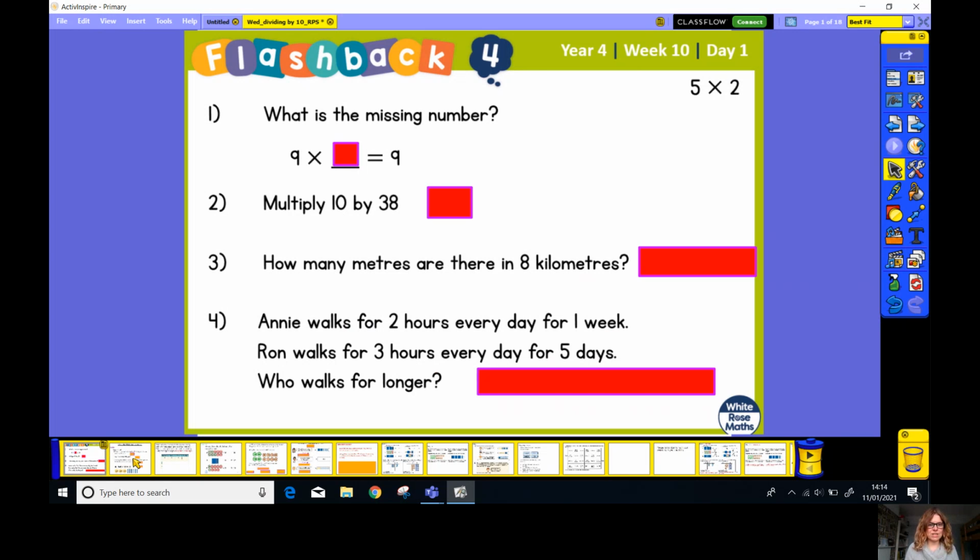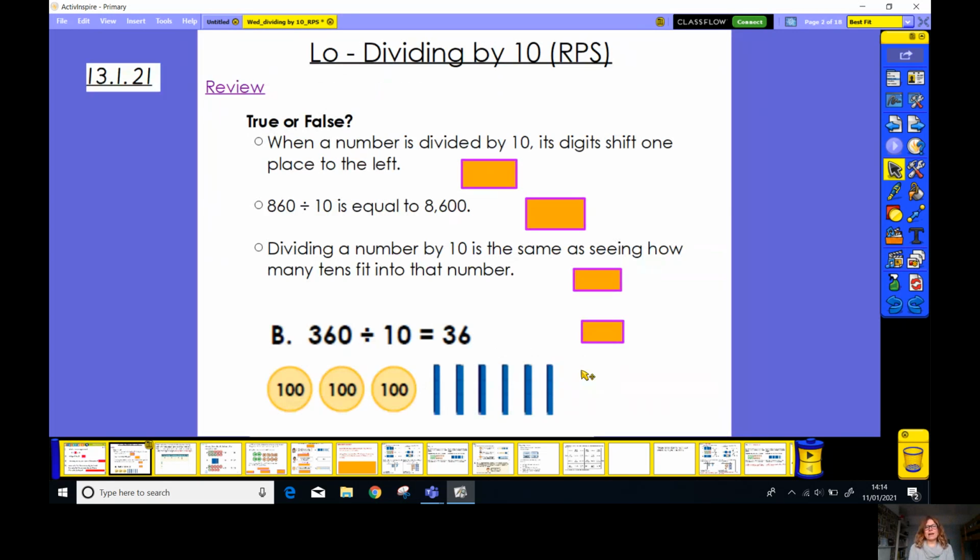Okay, let's write down today's learning objective. So we're dividing by 10 today, and today's date is the 13th of the 1st, 21. So could you write that now, please, in your books and underline it with a ruler? Well done. Now, if you could write review and have a go at these questions, they're true or false.